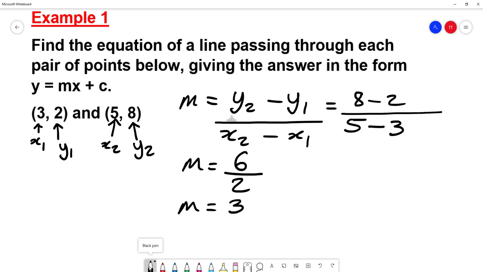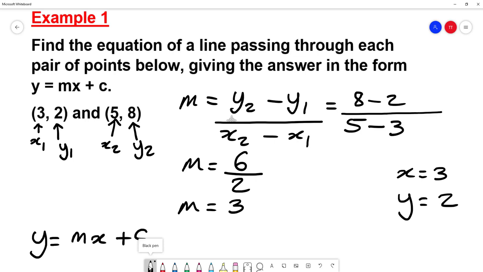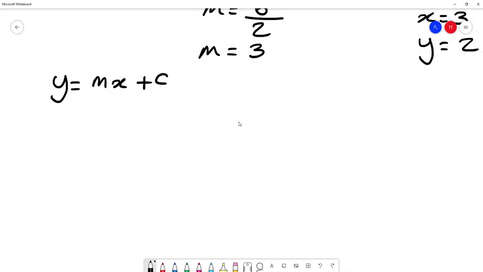Now, because the straight line passes through both coordinates, it doesn't matter which one you use for x and y. For simplicity, I'm just going to use the first coordinate, x is 3 and y is 2. If you want to, you can choose the second coordinate. You would get the same result. So now I'm going to use y equals mx plus c, and we can plug in the values.